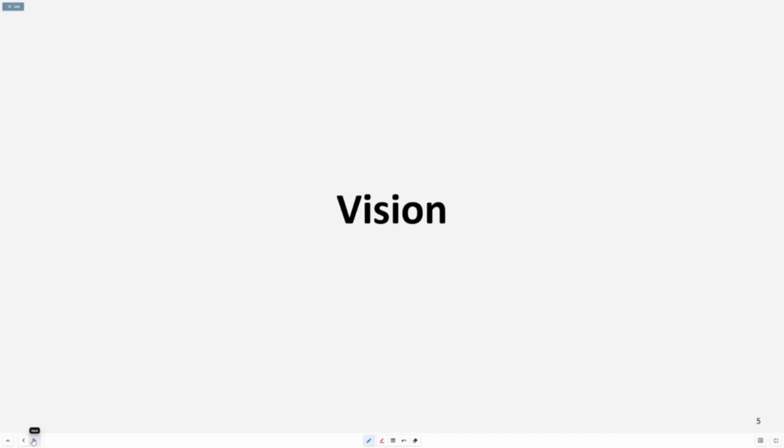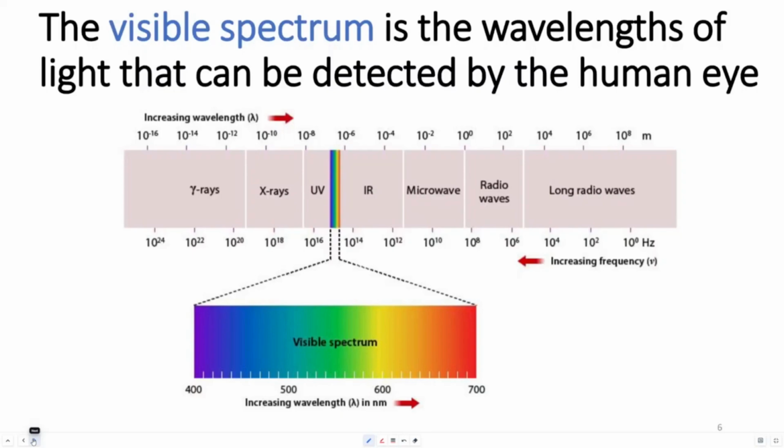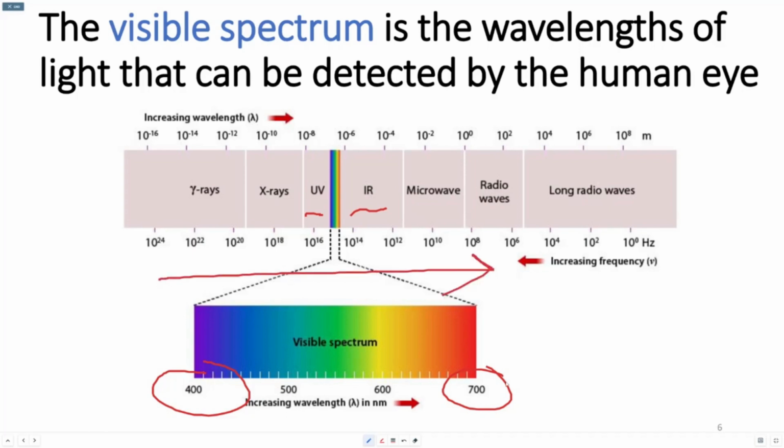Let's start with the special sense of vision. The visible spectrum is the wavelength of light that can be detected by the human eye. It's a very small window between the UV and the IR. As you can see here, it's between 400 and 700 nanometers in wavelength, and this is the visible spectrum. Everything above and below that is not visible. As you go from left to right, you're increasing wavelength. Going from right to left, you are increasing frequency.